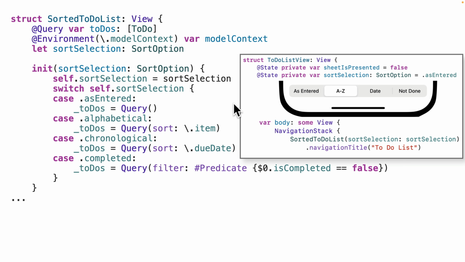function. Remember, we recreate and reinitialize this view each time a picker value is tapped and the sorted to-do list value is recreated. And depending on the value that we pass in, we'll choose whichever query initialization is appropriate for the selected sort option. Very cool, very reproducible in other projects, so let's code this up.